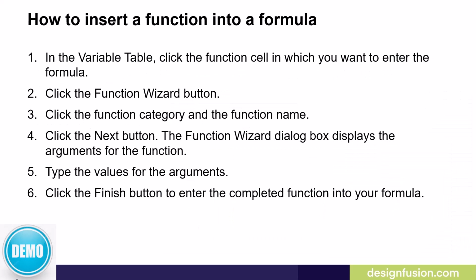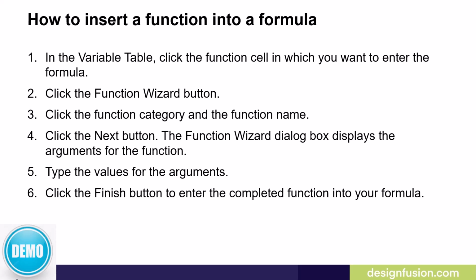To insert a function into a formula, do the following. In the variable table, click the function cell in which you want to enter the formula. Then click the function wizard button. In the function wizard dialog, click the function category and the function name. Click the next button. The function wizard dialog box displays the arguments for the function. Type the values for the arguments, and then click the finish button to enter the completed function into your formula.